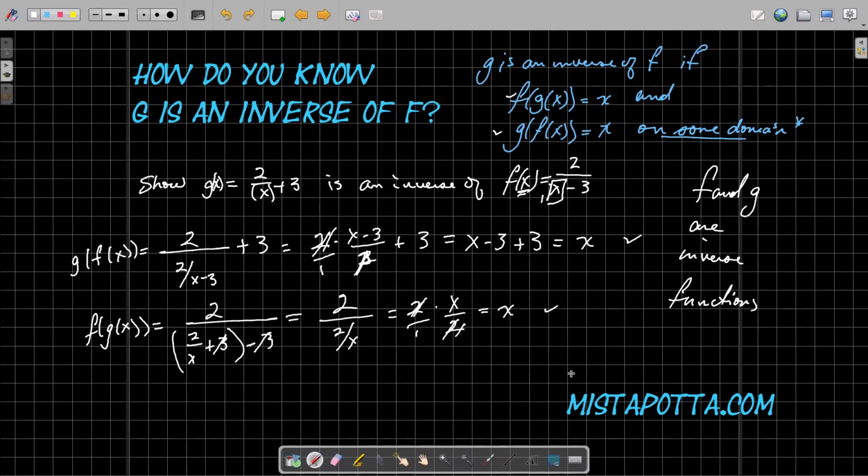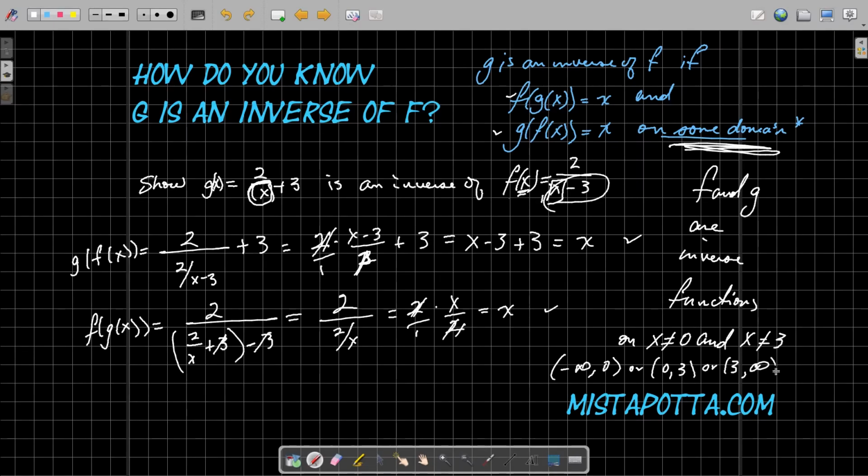Now, another thing that I need to stipulate here is on some domain. Keep in mind that I've got some problem points. One problem point I have is that x can't be equal to 0. The other problem point that I have is, of course, x can't be equal to 3. So in other words, my domain would go from negative infinity to 0, from 0 to 3, or from 3 to infinity. Any of those x's will work because they're not restricting our domain.